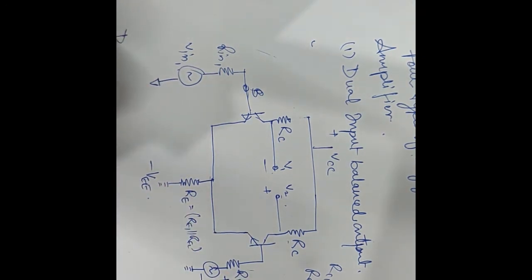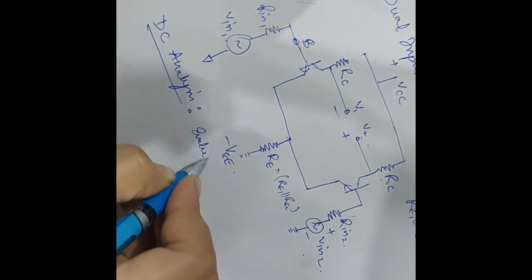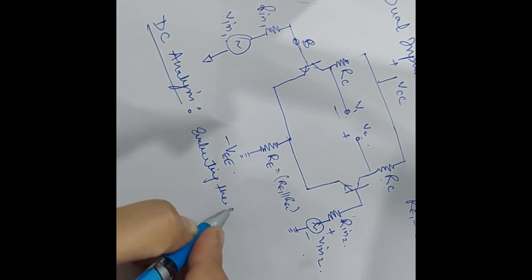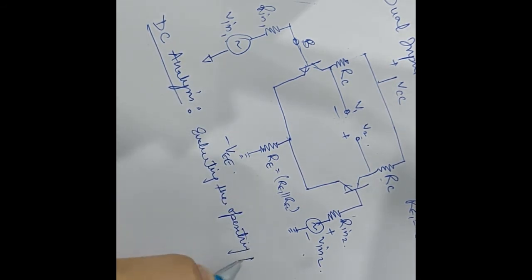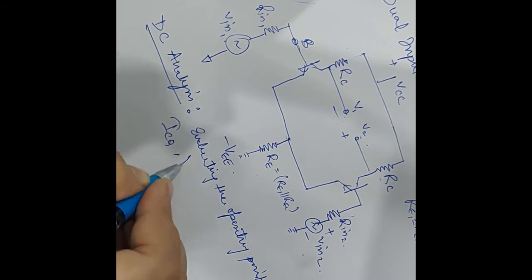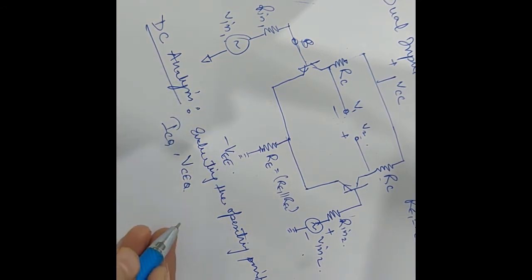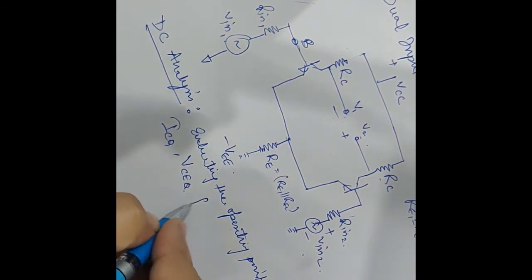In case of DC analysis, we are evaluating the operating points of IC Q and common emitter Q point. We are actually measuring the quiescent points of the DC analysis for this differential amplifier. I am writing this D as a differential amplifier short form.